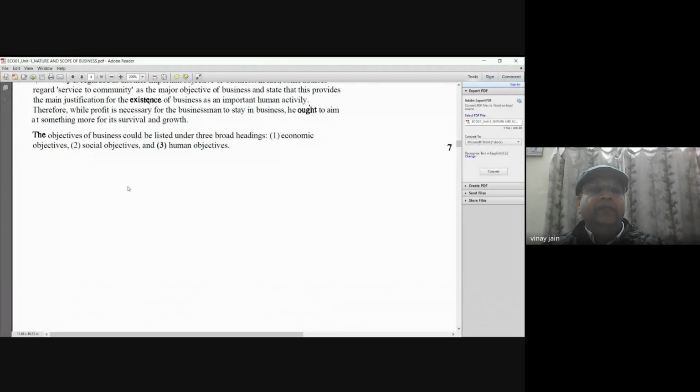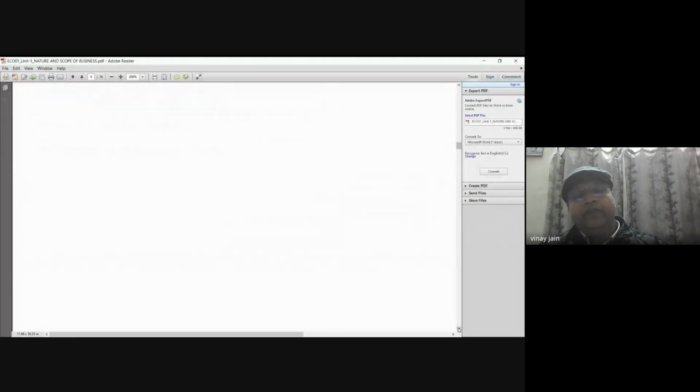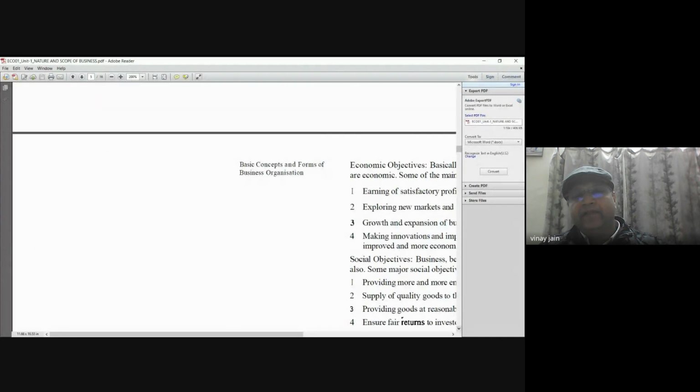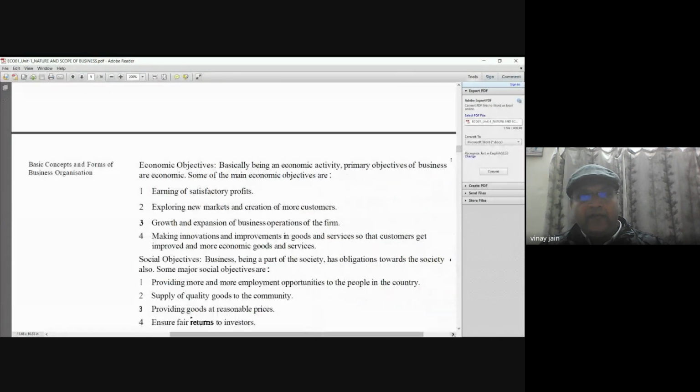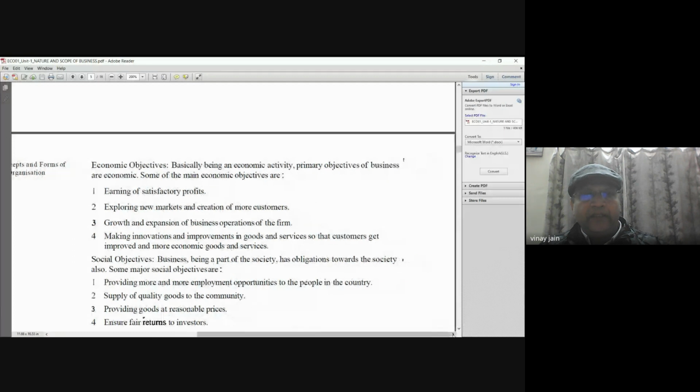So, guys, the objectives of business could be listed under three broad headings. That is economic objective, so that is earning profit, because of having your money and money transaction. Then social objective is also there, and human objective is also there. So you have three different objectives. I'm just giving you one example of it so that you can better understand.